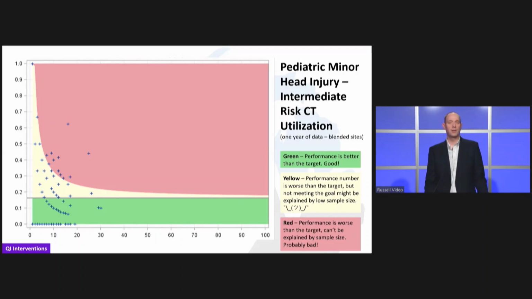but you haven't done enough cases that it might just be chance, or pretty much chance. If you're in the red, however, then your performance is statistically different than the target, and sample size doesn't account for that. So you're doing significantly more CTs for pediatric head injury in this example than the target and than your peers.